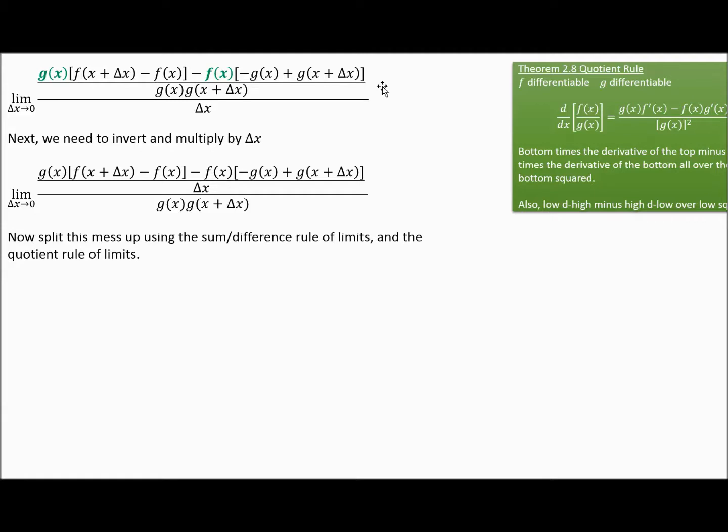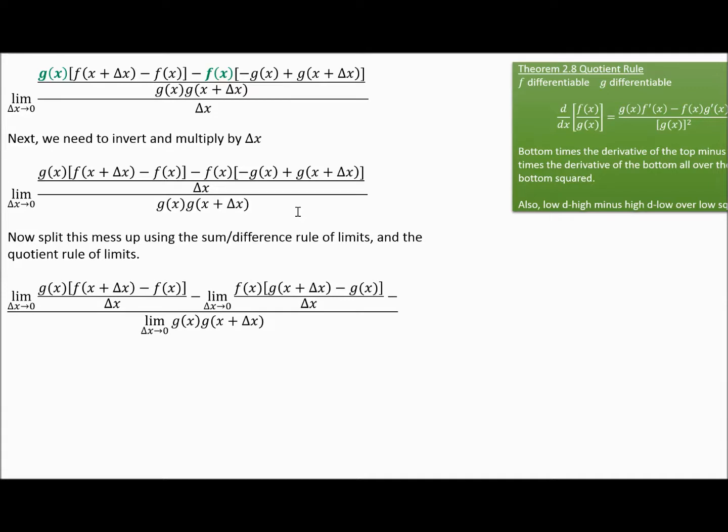Now next, it's going to split this mess up by using the sum difference rules of limits and the quotient rule of limits. Okay, so we're going to write this, the sum difference rule of limits. You can just split this up into two separate limits if you want to. And then the quotient rule, we're going to take the limit of the numerator, the big numerator, and the denominator separately. So watch this written out. Here it is. So notice how I split up the numerator. The minus that's here is in between these two limits.